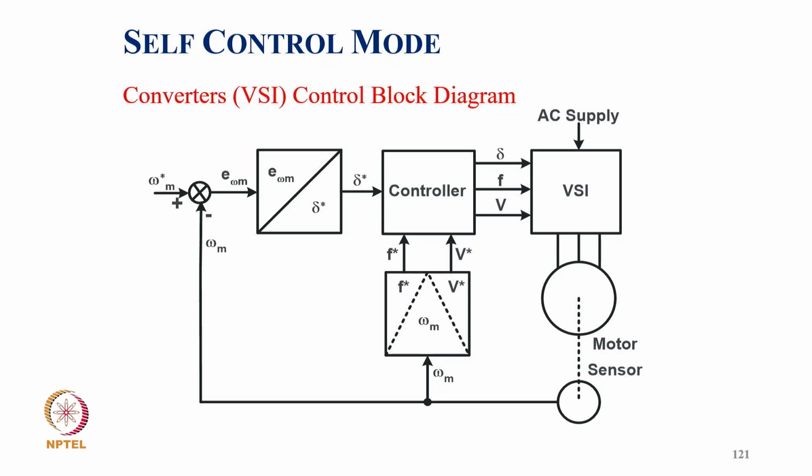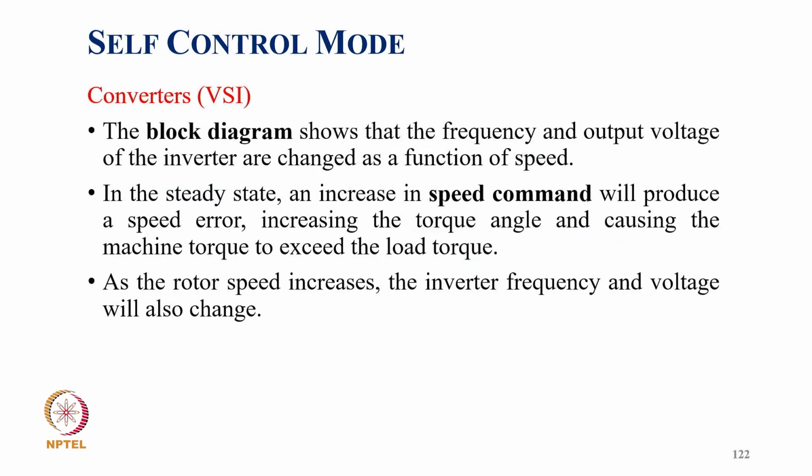So you have a reference speed and a feedback speed from the speed sensor, then the error goes to the speed controller, which decides the power angle. From speed you get the frequency and voltage, and with the angle we are able to get the angle, frequency and voltage for the voltage source inverter to control the synchronous motor.